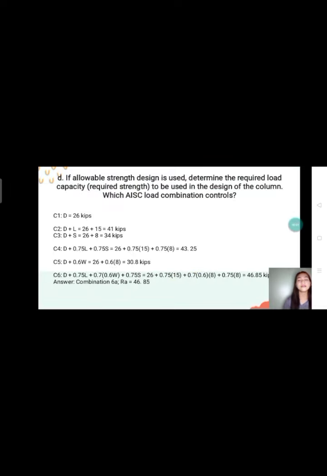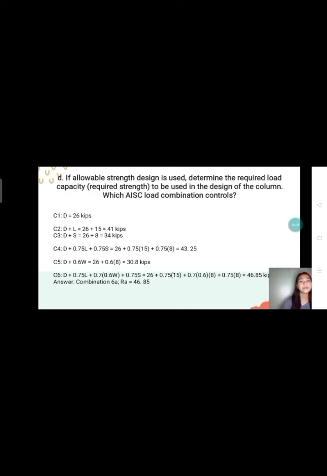Next, letter D. If allowable strength design is used, determine the required load capacity or the required strength to be used in the design of the column. Which AISC load combination controls? For the combination of 1, it is equal to 26 kips. Combination 2, D plus L equals 26 plus 15, equal to 41 kips.